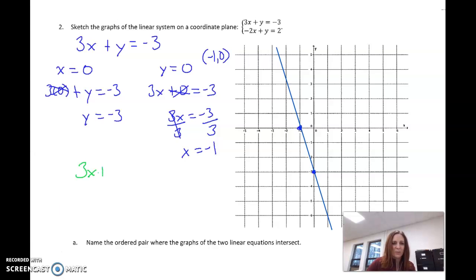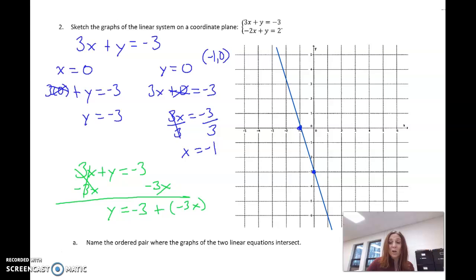Now, I want to show you this. Another way we could do this problem is to put it in slope-intercept form and solve, meaning solve for y. So if I'm solving for y, I have to get rid of the 3x, so I'm going to subtract 3x from each side. That gives me 0. Again, adding 0 on doesn't do anything. I get -3 plus a -3x. This is slope-intercept form. Remember, whatever's being added on, even if it comes first, is our y-intercept. So in this case, my y-intercept is -3.